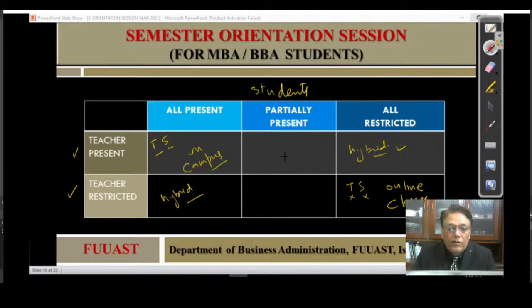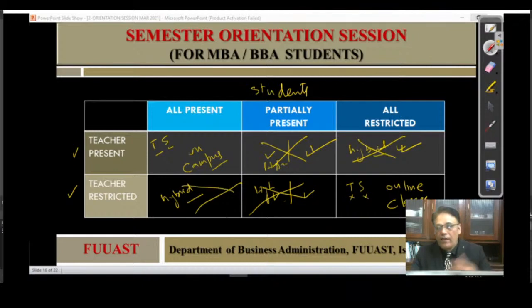The other two possibilities are, for example, the teachers are present but the students are partially present, meaning part of the students are coming and part of the students are not able to come to the classes. Same is the situation here, part of the students are coming, part are not, but in this case the teacher is not coming. So in all these situations we have the hybrid kind of situation. These are the areas where we have to take the support of online resources.